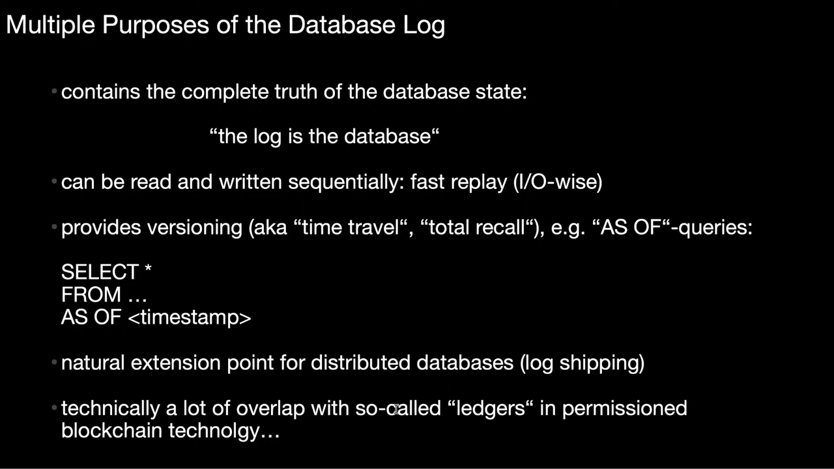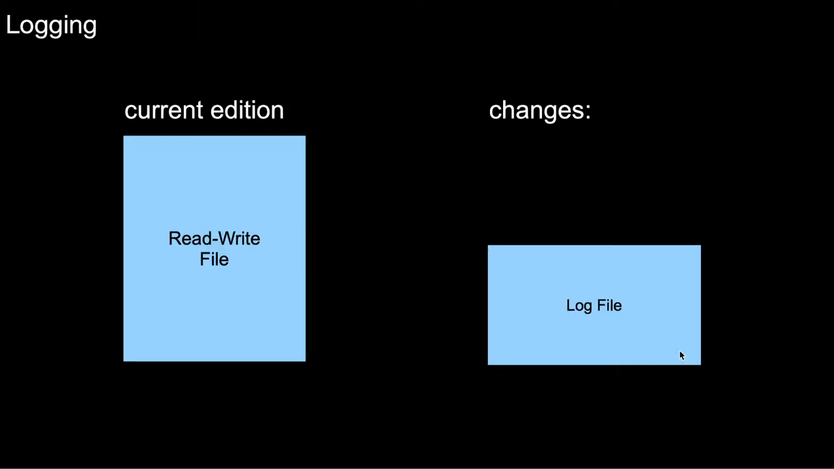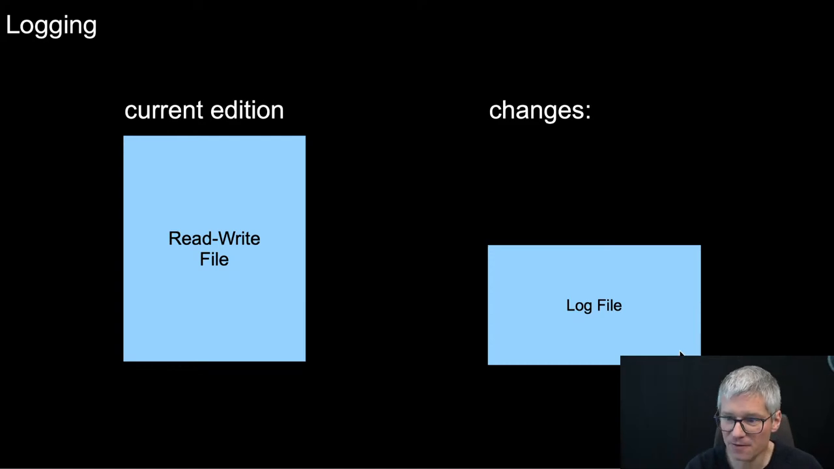Which has become more popular recently is so-called permissioned blockchain technology. Those people often talk about so-called ledgers. They basically mean what I would call a database log. So once you understand what a log does in a database system, you probably will understand a lot of what a ledger in a permissioned blockchain or even the public blockchain system is actually doing. So it's nothing new in that regard, at least. Okay, so with that, let's look at some more examples of how that works.